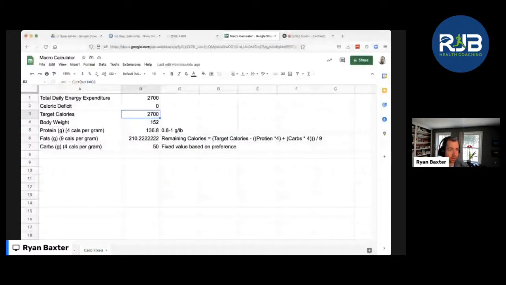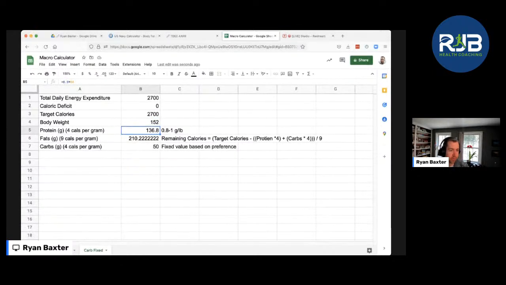My body weight's 152. That gives me my protein just like before. Carbs are fixed, so that's 50. And then we just have to calculate fat. In this case, fat makes up the remaining amount of calories I need to eat. So again, it's just a slightly different calculation here where we're replacing carbs instead of fats as we were on the other sheet. And we're dividing everything by 9 because fat is 9 calories per gram. And that gives you how many grams? So I would need 210 grams of fat to eat if I was only eating 50 grams of carbs.